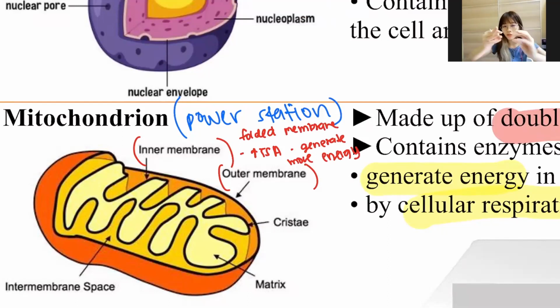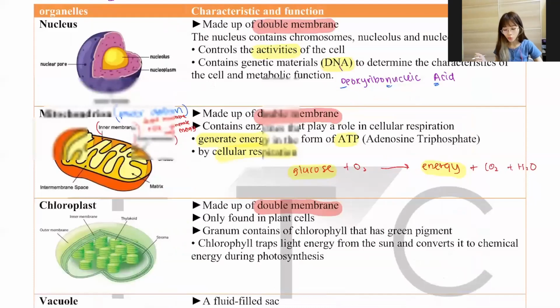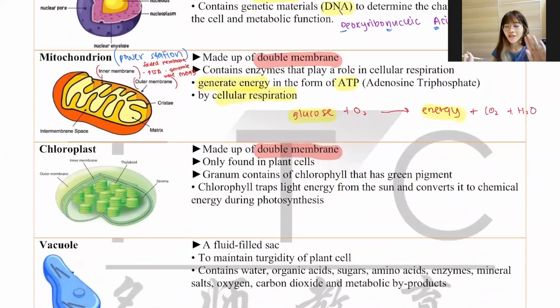Just imagine if you take the folded membrane, you fold the paper and you open it up. Actually, it's bigger. It's larger in size. So this is mitochondria. Next one, we have chloroplast. Everyone should know what a chloroplast is because why? Chloroplast can only be found in plant cells and it contains a color pigment known as chlorophyll, which is a green pigment.